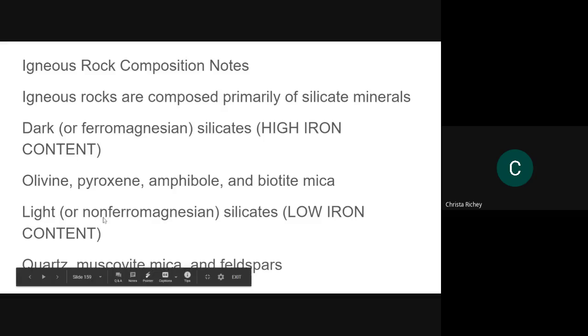But your non-ferromagnesian silicates, non-iron, non-magnesium, have little to no iron content. They are a much lighter chemical composition, therefore they are less dense. And those tend to make up the upper layers of your crust, more of your continental type plates. So quartz, the other type of mica, muscovite, which is a much lighter color, and then also all of your feldspars, which I have a lot of in the various boxes.